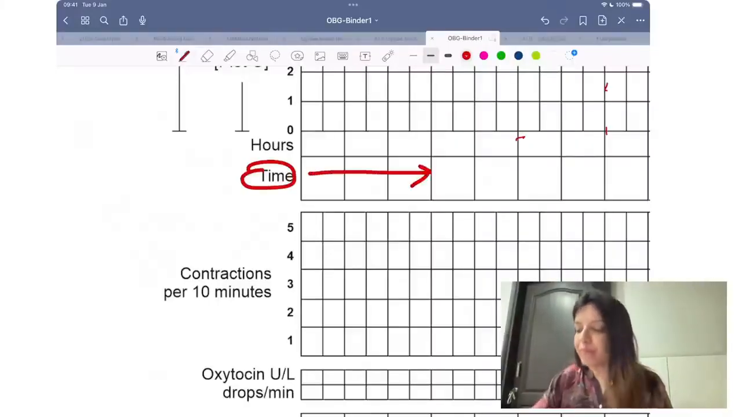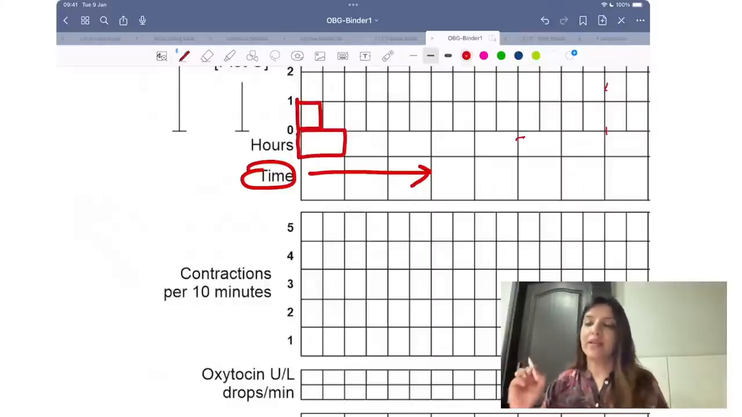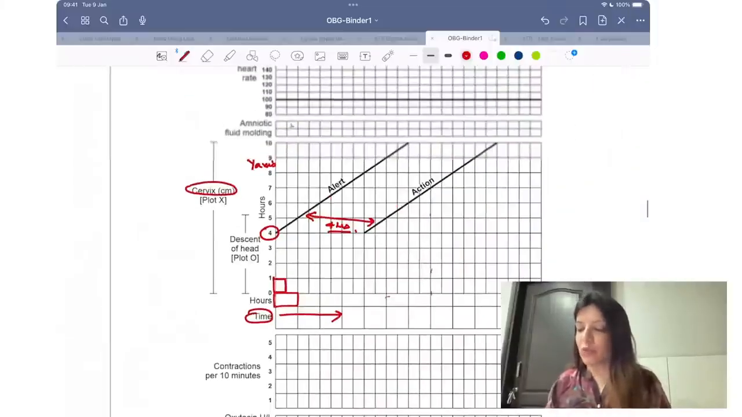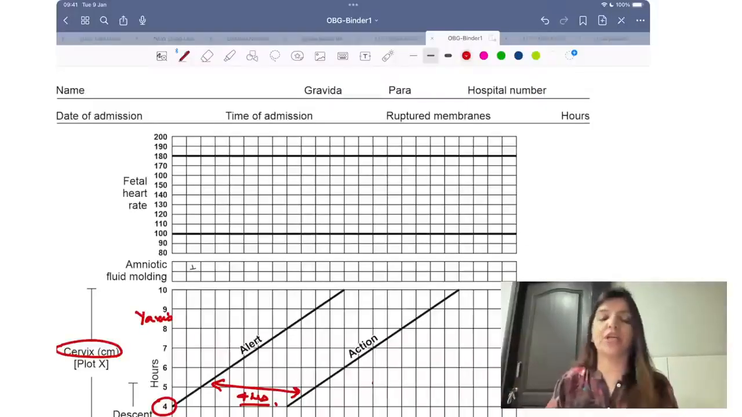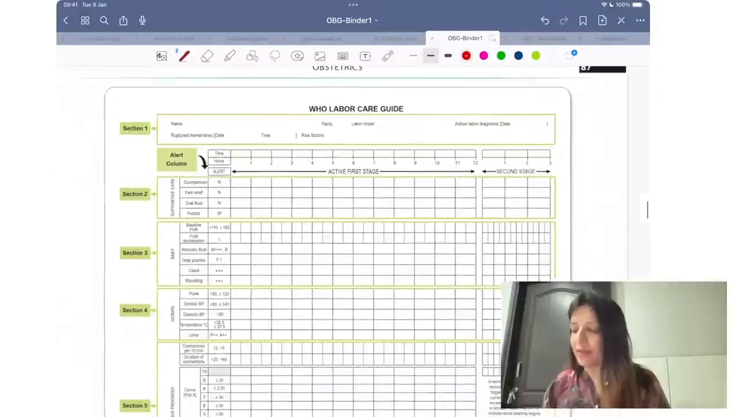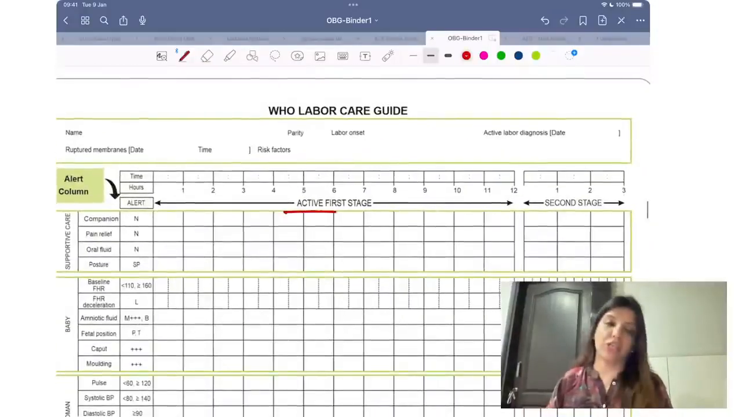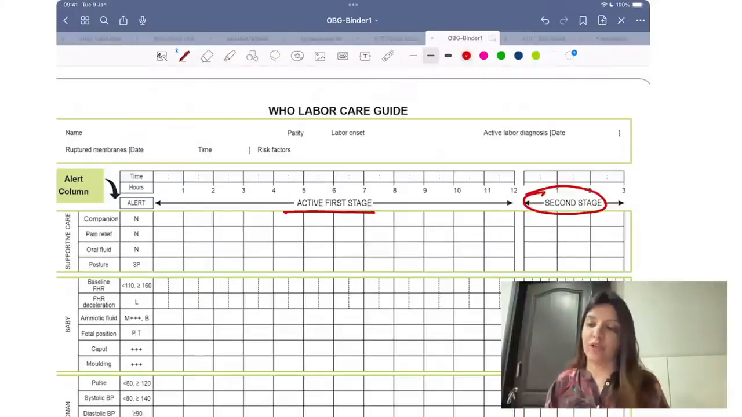In both of them, big square means 1 hour, small square means 30 minutes, right? In both these partograms, we are going to represent the active phase of labor. Latent phase of labor is not represented in both of them. When it comes to labor care guide, other than active stage or first stage of labor, you also plot second stage of labor. Second stage of labor was not plotted in modified WHO partogram.